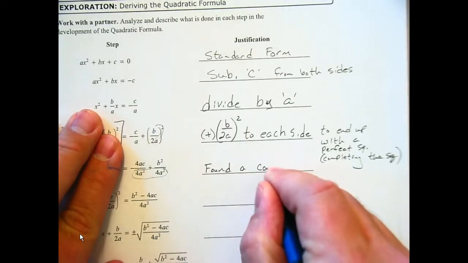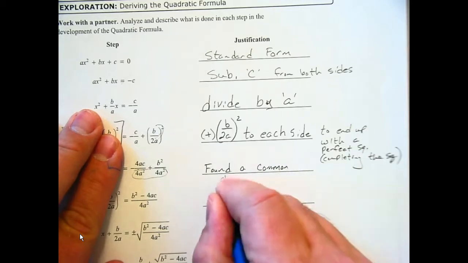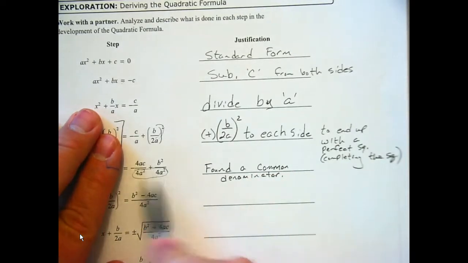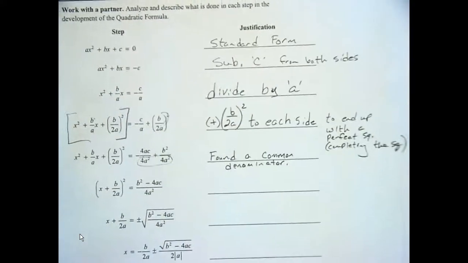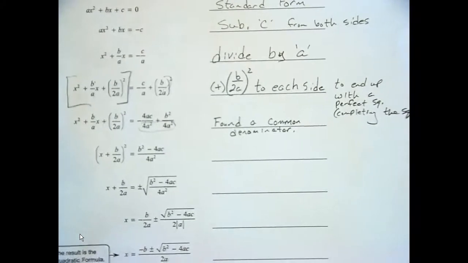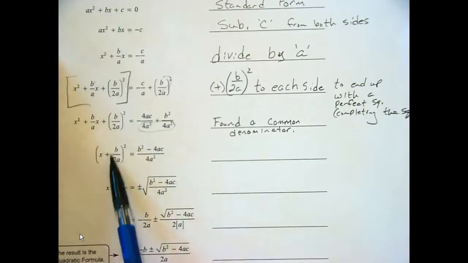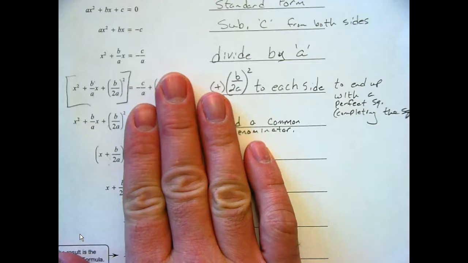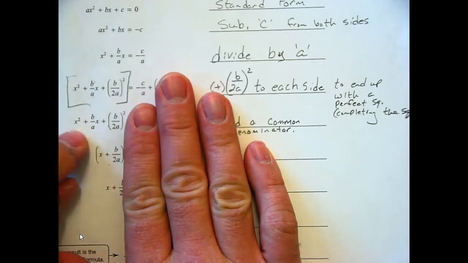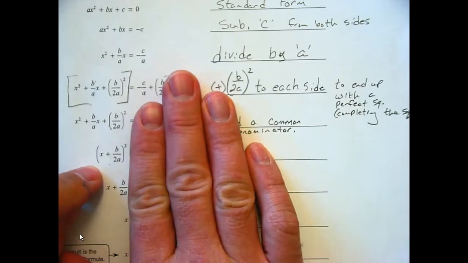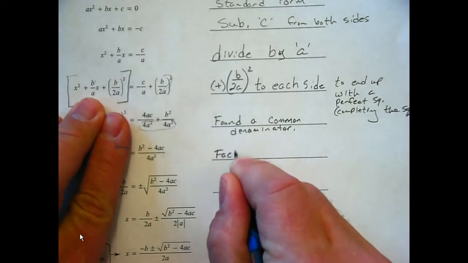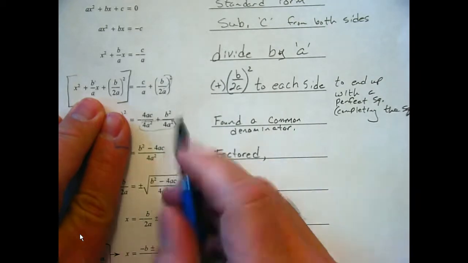Now, why would you find a common denominator? The reason you find a common denominator is to add fractions. So that might be something to look at on the next step. What did they do on this side? When we go from a trinomial to a binomial, what's that called? That's called factoring. They actually did the factoring. What did they do here? They factored, and here they combined like terms.